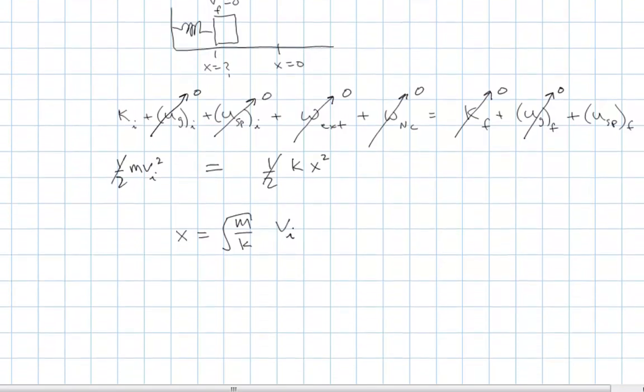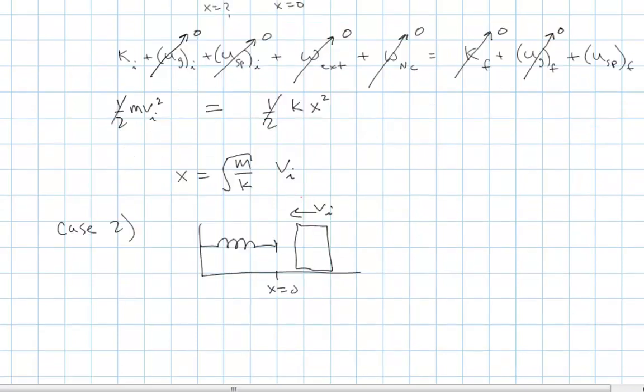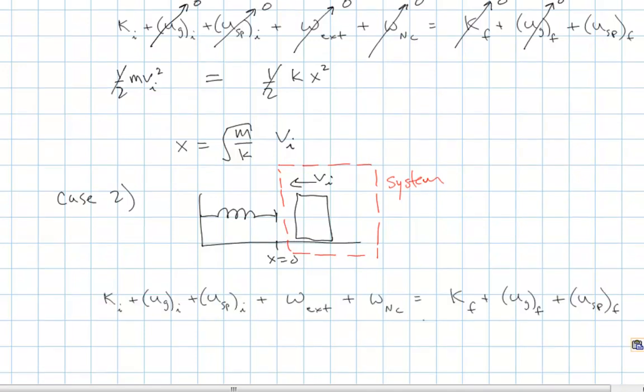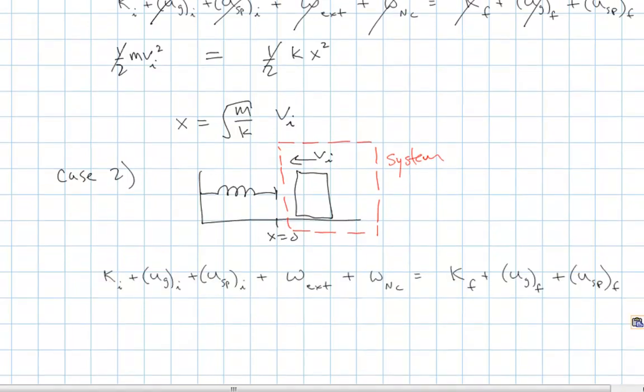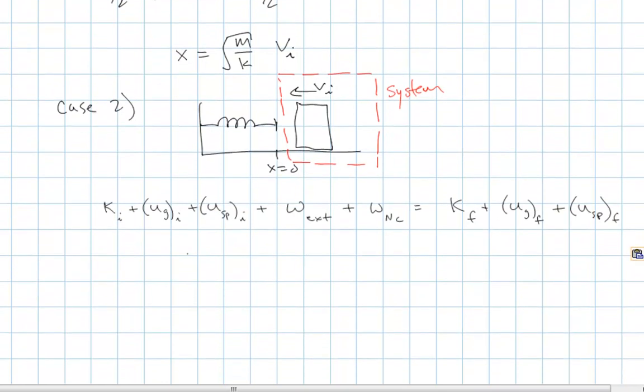Now let's do the exact same problem again, but this time the block alone is going to be our system. No spring. Here's our equation. Let's see what we've got now. Kinetic energy, initial kinetic energy, absolutely, 1/2 mv initial squared. The block is moving initially.